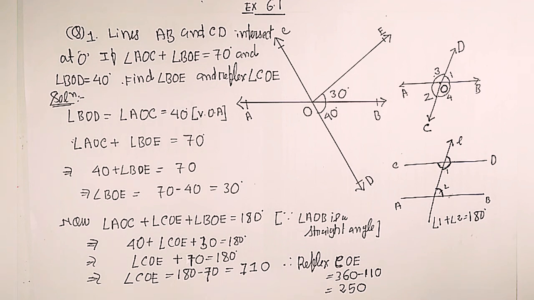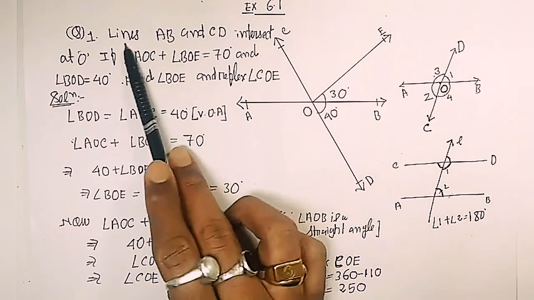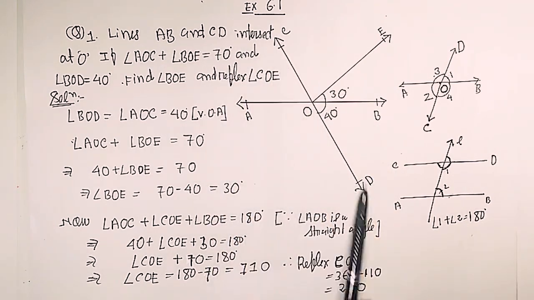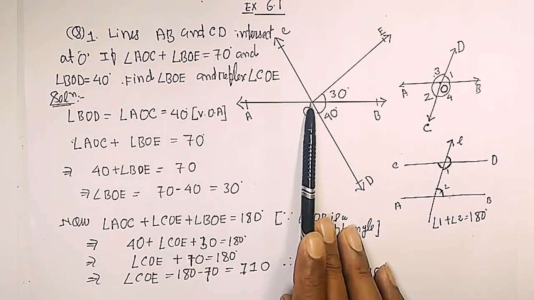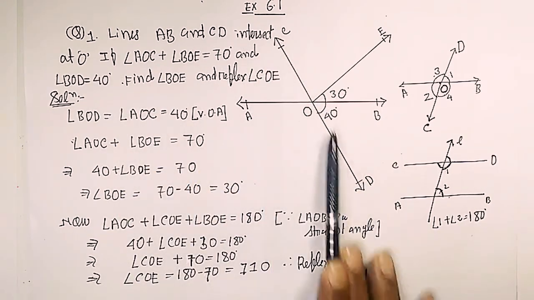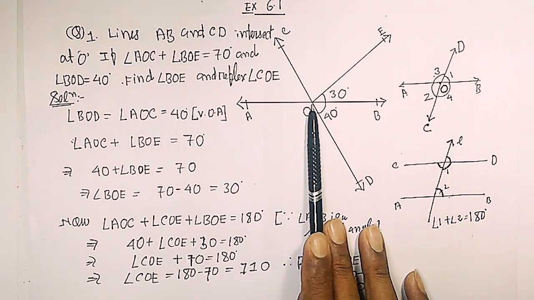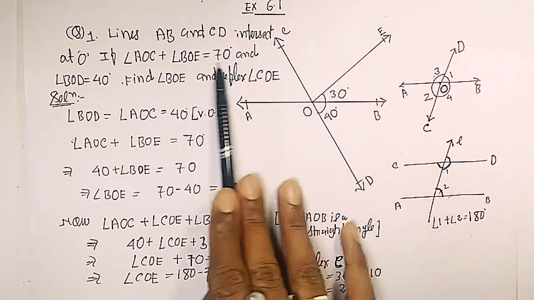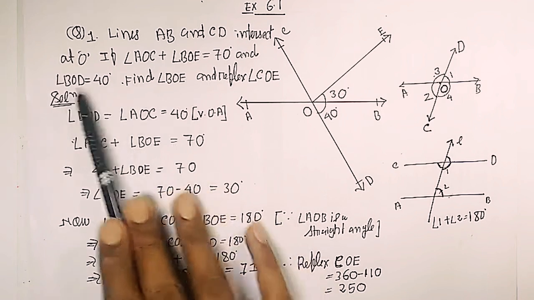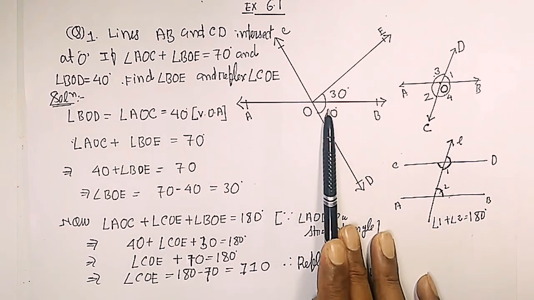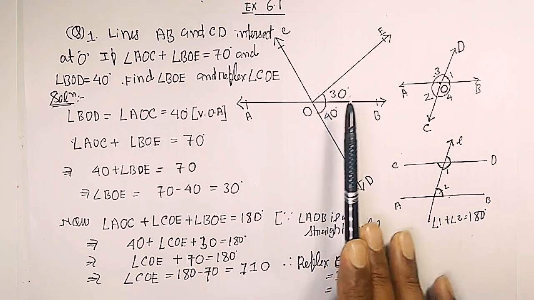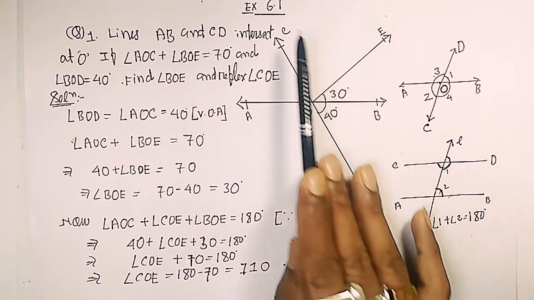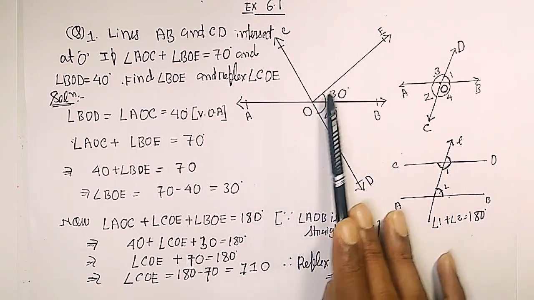Now let's move to exercise 6.1, question number 1. Lines AB, this is the line AB, and CD, this is the line CD, intersect at O. This is the point of intersection. AB and CD intersect at point O. If angle AOC plus angle BOE is 70 degrees, it is given, and angle BOD is 40 degrees, we have to find angle BOE and reflex angle COE.